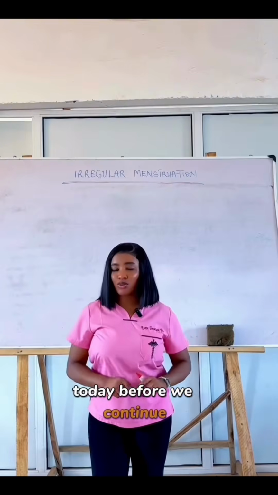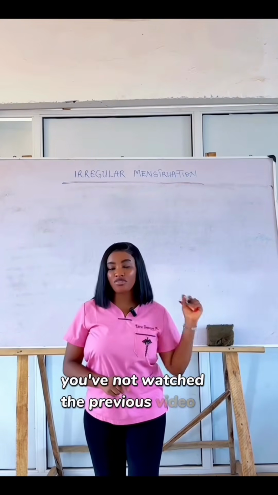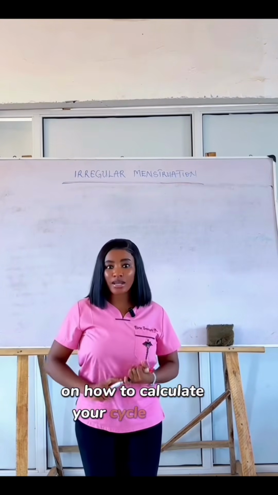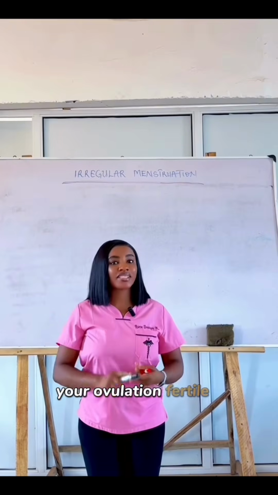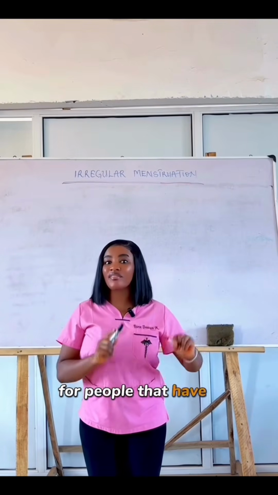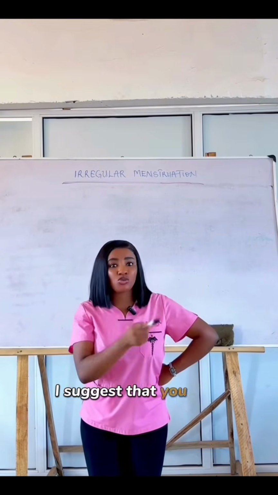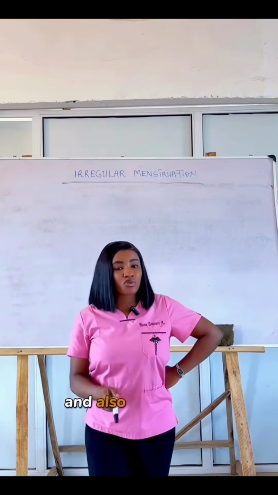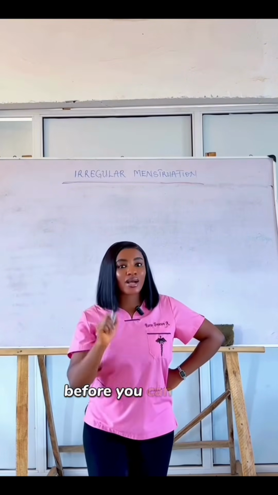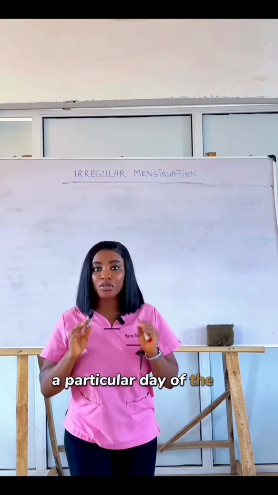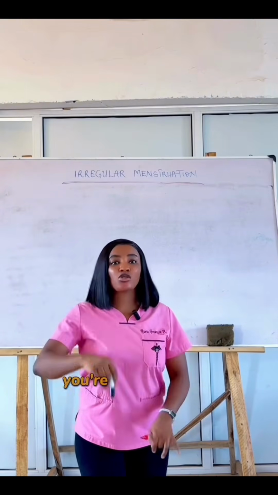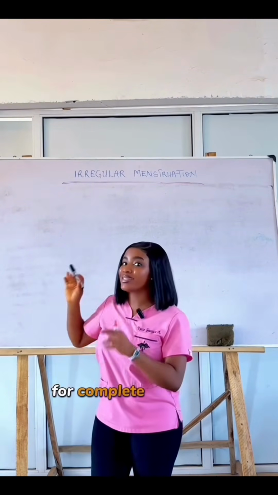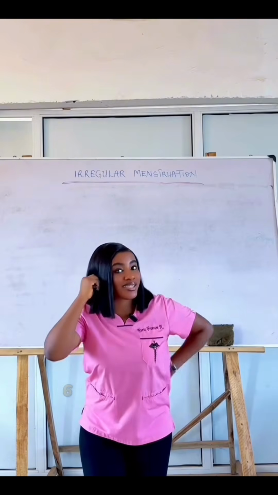Before we continue, if you know that you've not watched the previous video I made on how to calculate your cycle length, your ovulation, fertile and infertile window for people that have regular cycle, I suggest that you go back and watch it in order for you to be able to understand this better. And also, remember I said that before you can say that a particular day of the month is your cycle length, you're supposed to track your cycle for complete 6 months. For complete what? 6 months.